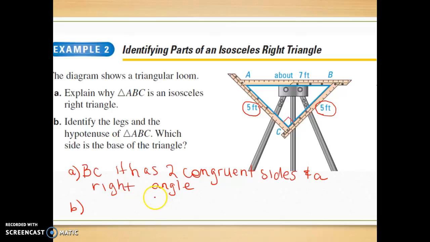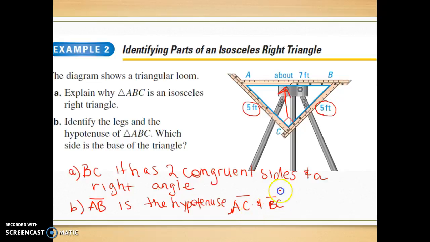For part B, identify the legs and the hypotenuse of triangle ABC. So again, hypotenuse is always across from the right angle, so side AB is the hypotenuse. And sides AC and BC are the legs.